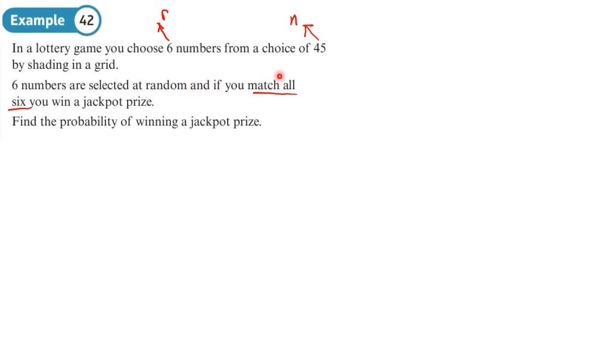Now if you match 6, the order that you get the 6 doesn't matter. So if the winning numbers were 1, 2, 3, 4, 5, 6, and you picked 1, 2, 3, 4, 6, 5, it counts as the same. So this is not permutations. This is choosing 6 from 45. So this is nCr for this question. So N is 45, as we said, R equals 6. So we want 45 choose 6.